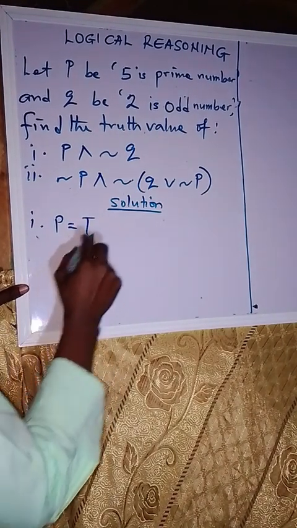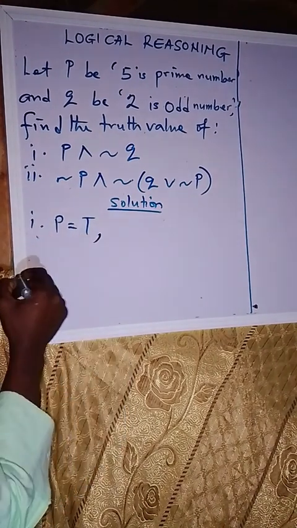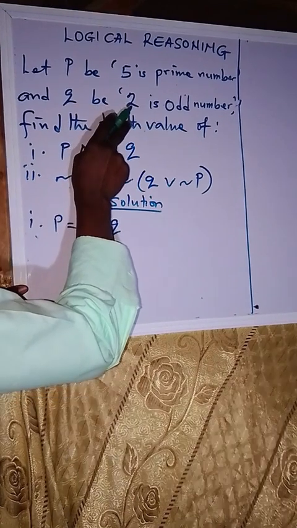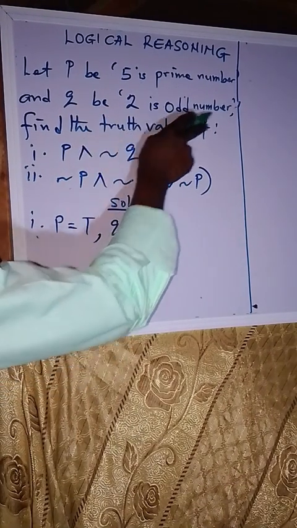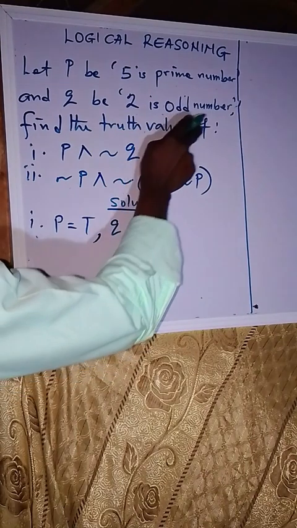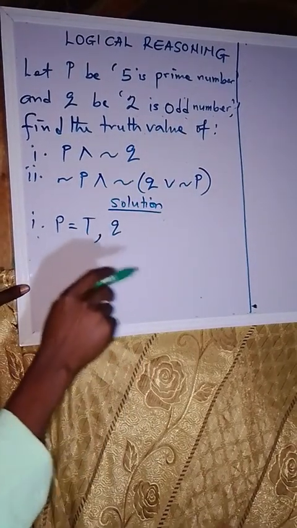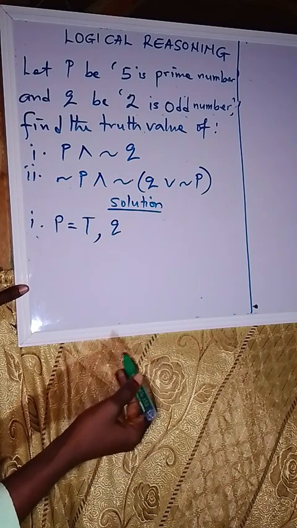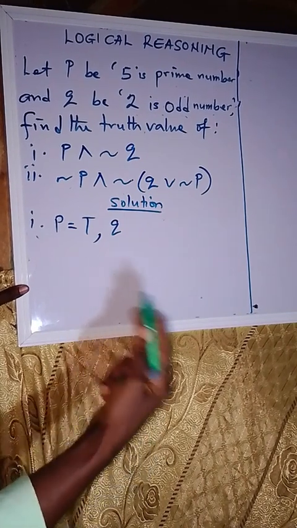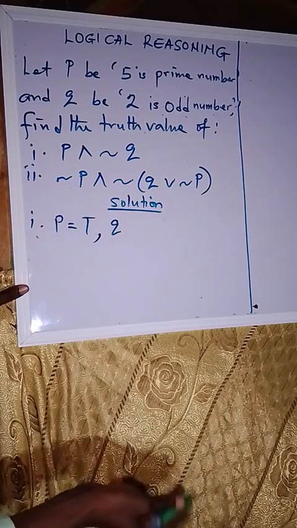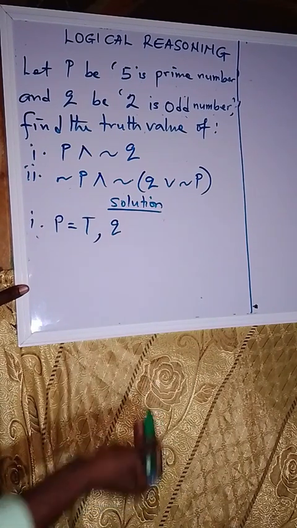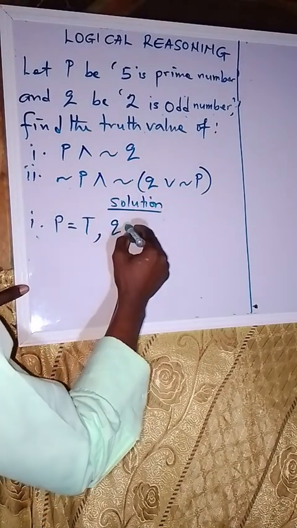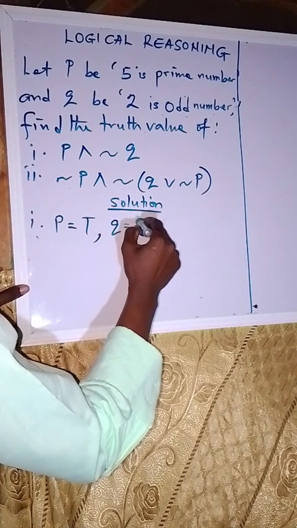Now, the other one, that's Q. Q is "2 is an odd number." It is false that 2 is an odd number. What are odd numbers? Odd numbers are numbers that are not divisible by 2. But 2 is divisible by 2. So that makes it false. So that means Q is F.